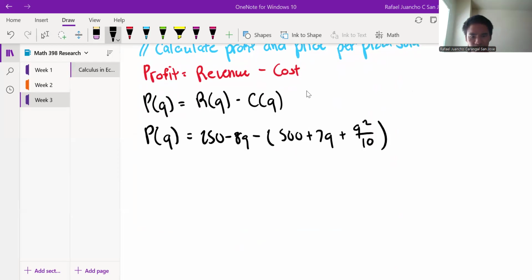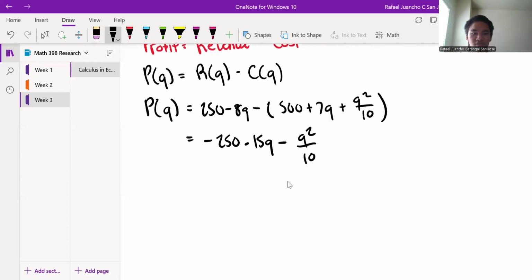I mean, it should be fine to simplify it. Let's actually just simplify it. 250 minus 500 is going to be negative 250. Here we subtract negative 8Q minus 7Q. So we just basically subtract it. And then we have minus Q squared over 10. So this is our profit function.